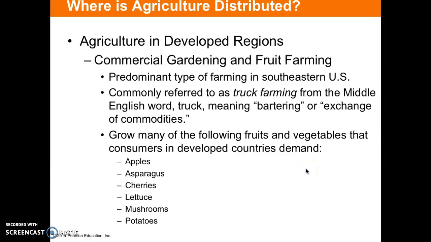So in Florida, we grow a lot of tomatoes. We grow a lot of citrus. We grow a lot of bell peppers, pineapple. But we also in Florida have sugar cane, which would be harvested a bit more like the grains. And then we also have lots of corn grown here in Florida and lots of rice.